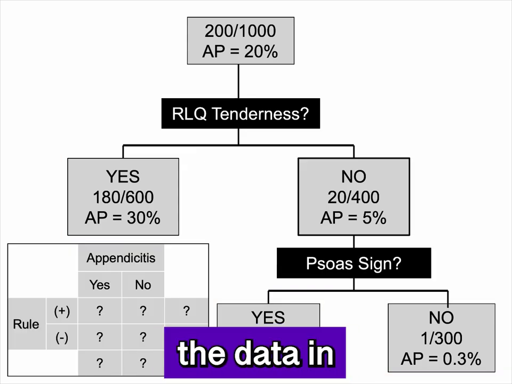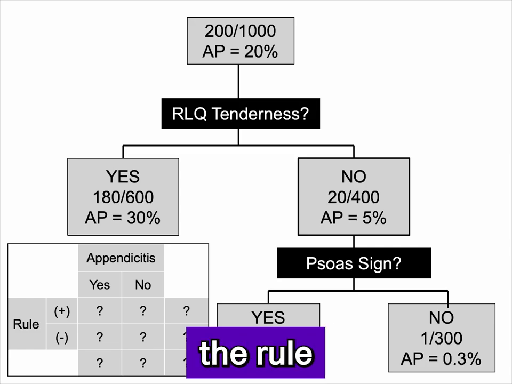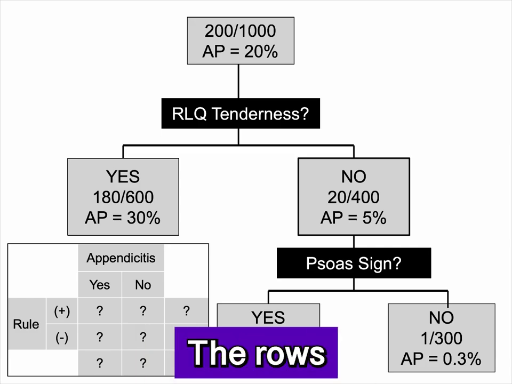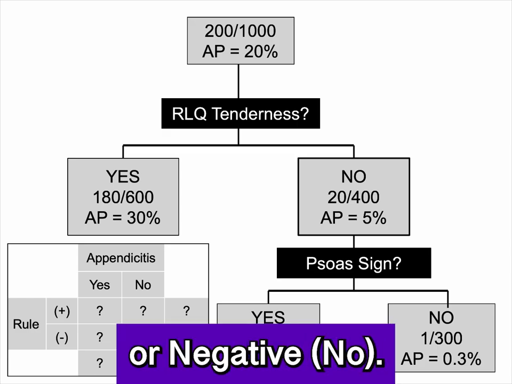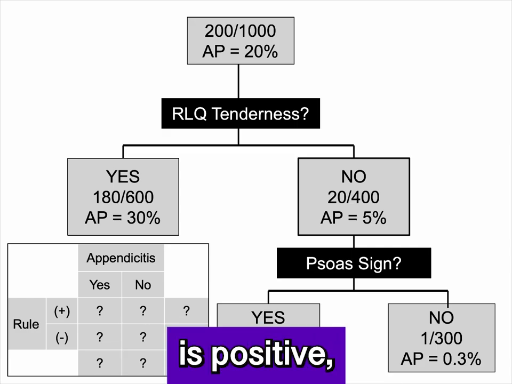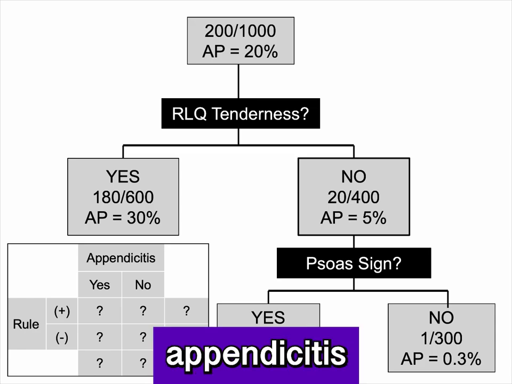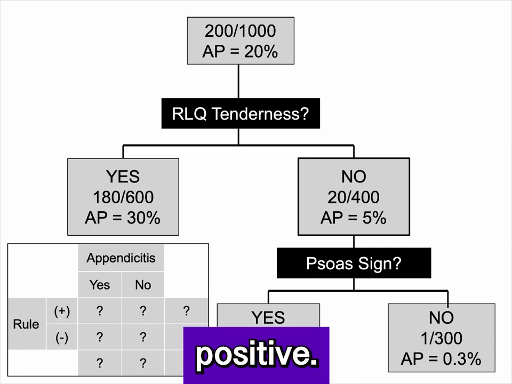We can use the data in the decision tree to complete a 2x2 table that will enable us to calculate the rule characteristics and the rule's potential impact on resource utilization. The outcome, appendicitis, is indicated as yes or no in the columns. The rows indicate the clinical decision rule status as positive, yes, or negative, no. A rule is positive if at least one of the predictors is present, and the rule is negative if all the predictors are absent. In our appendicitis example, the rule is positive if right lower quadrant tenderness or psoas sign are positive.